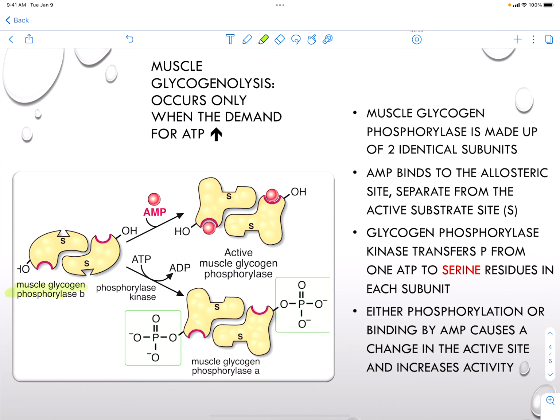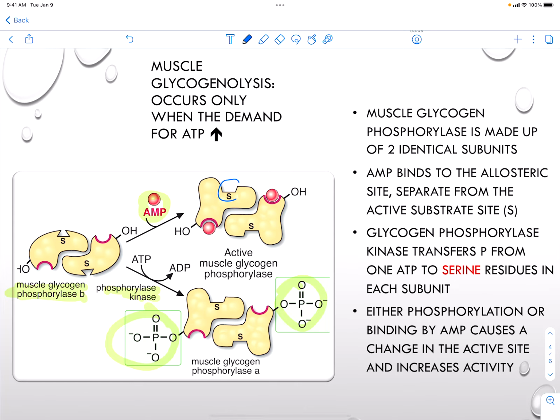So muscle glycogen phosphorylase B is not active. It can get phosphorylated by a phosphorylase kinase, and this will add phosphate groups and open up muscle glycogen phosphorylase B to A. Now it's active. Alternatively, AMP has another binding site, so the phosphate will have one binding site, AMP will have its own allosteric binding site. Activation of muscle glycogen phosphorylase will occur with AMP binding to its allosteric sites, and again opening up.